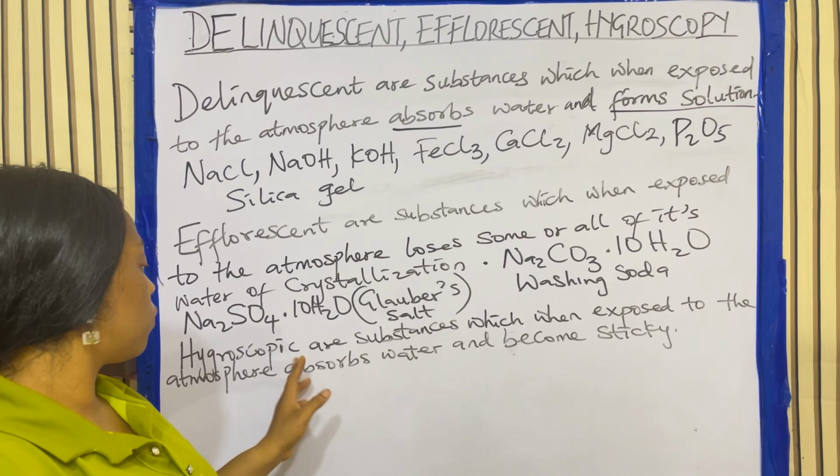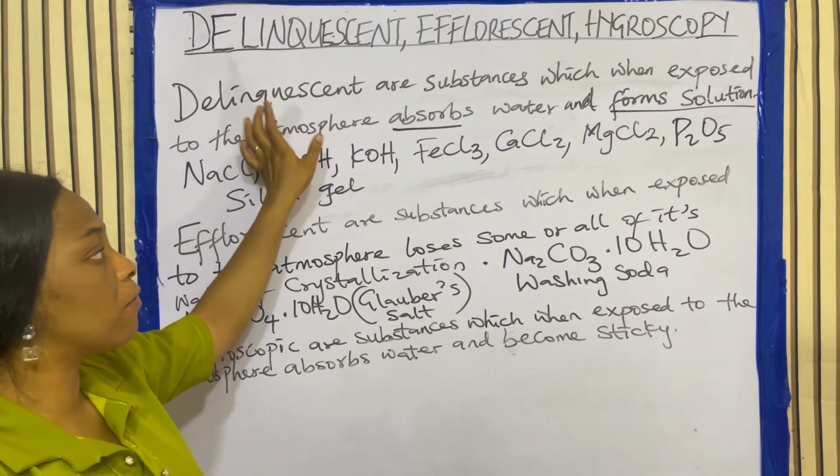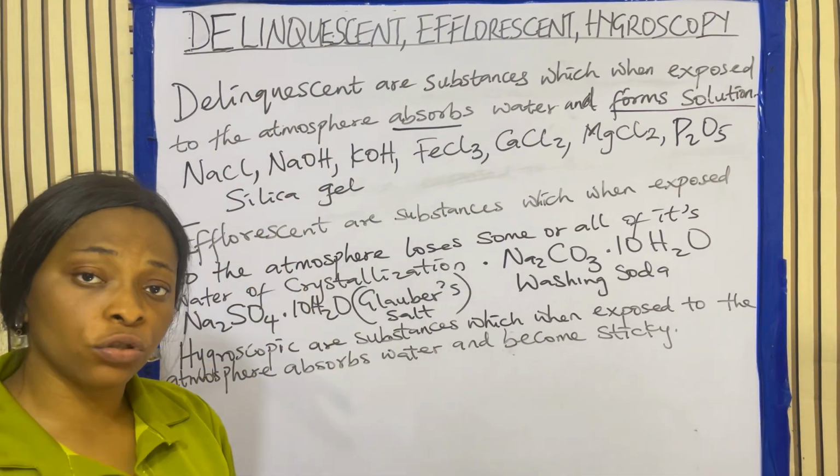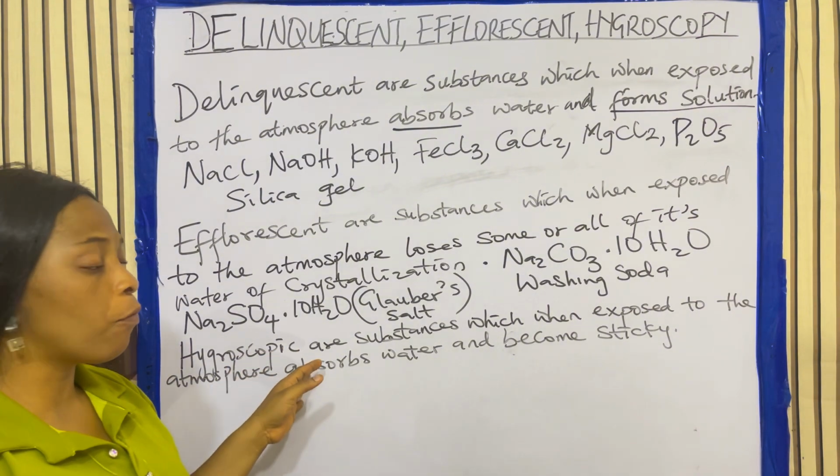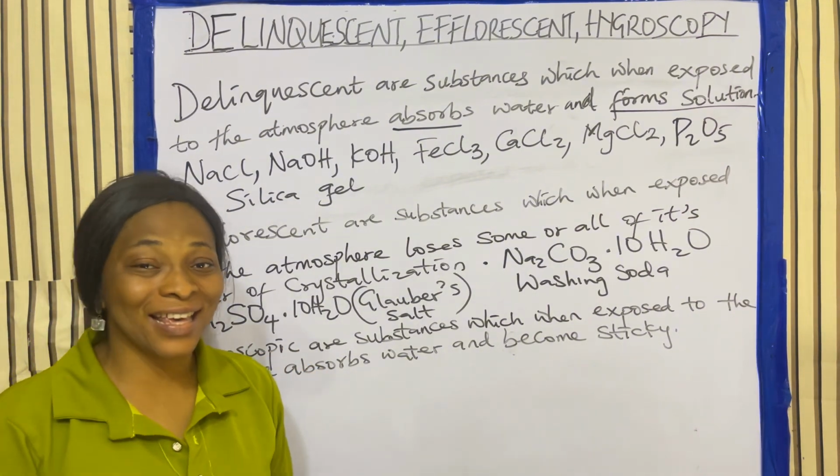Okay, now hygroscopy. These are substances which, when exposed to the atmosphere, absorb water and become sticky. Now the difference between this and deliquescence is that deliquescents absorb water and form solution. But hygroscopic substances absorb water and become sticky.